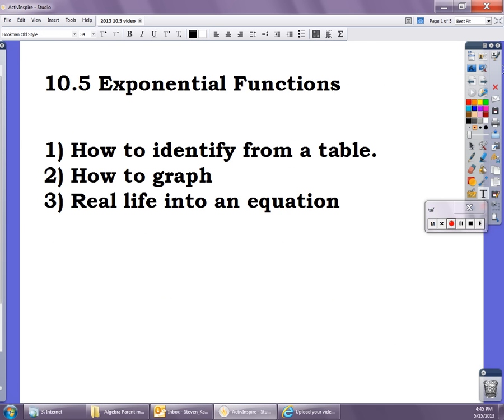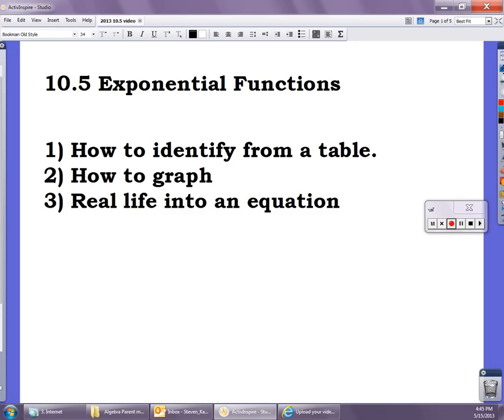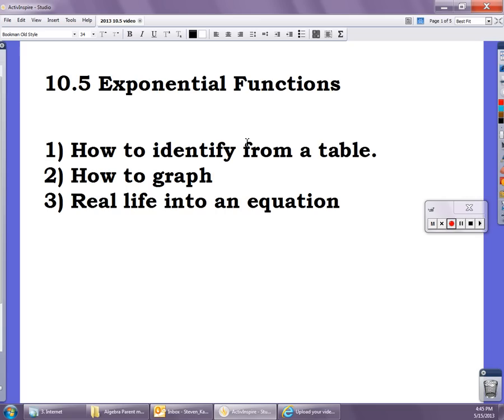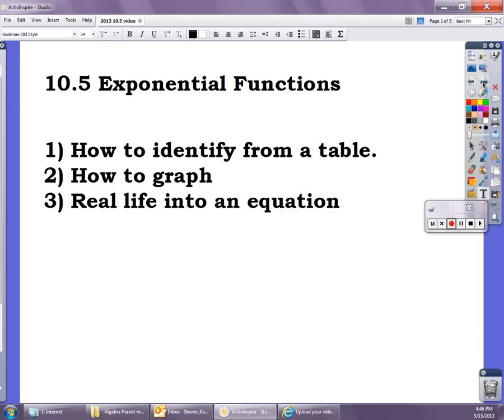The idea is to watch the video and pause the video after I ask a question. See if you can do it without me doing it, and then go and play the video and see if you got it right. We're going to do three things on this video. We're going to talk about exponential functions, how to identify them from a table, how to graph them, and how to go from real life into an exponential equation. And we learned a little bit about this today, so you should have a good amount of background to do these things.